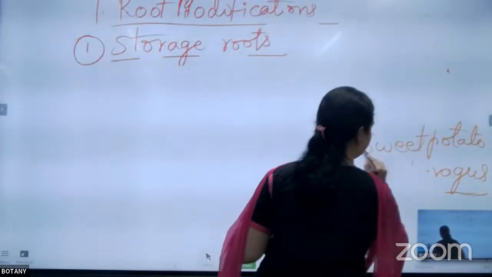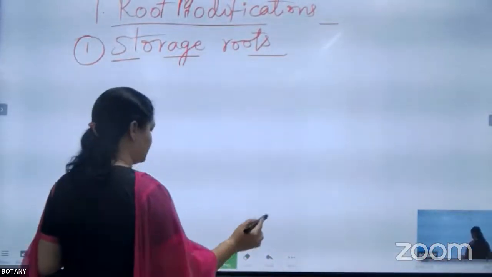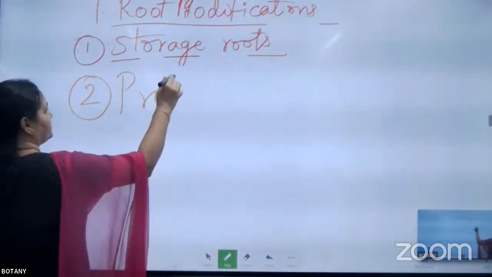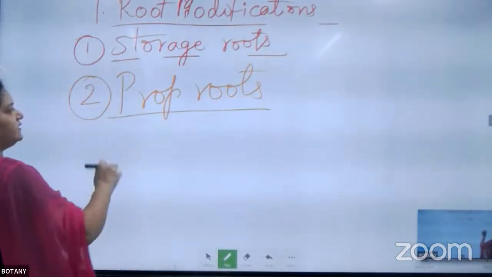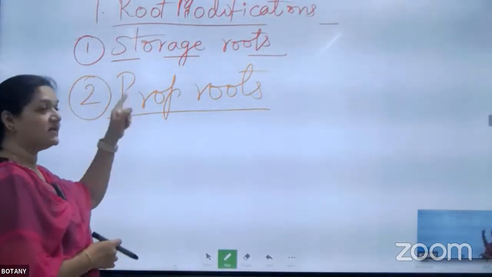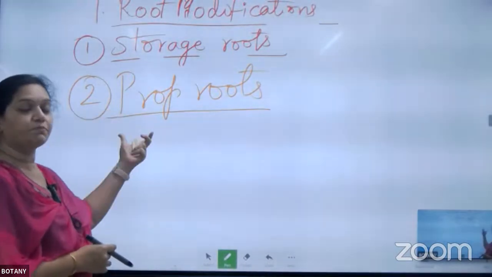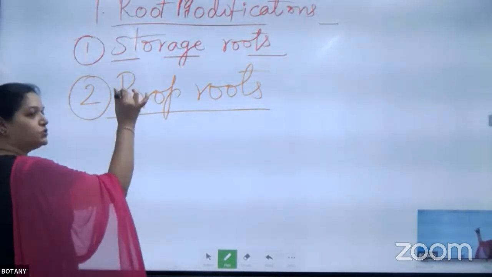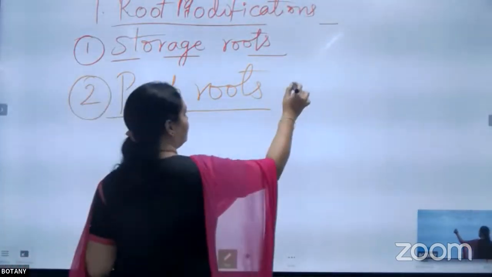Prop roots or pillar roots. The second type of root modifications are prop roots or pillar roots. When we are writing, it should be the prop root. But when we are remembering, remember it as the pillar roots, because prop roots is the word we expect you to write in the IPA exam. So this word should occur as a side heading over here. So the prop roots, example, banyan tree.